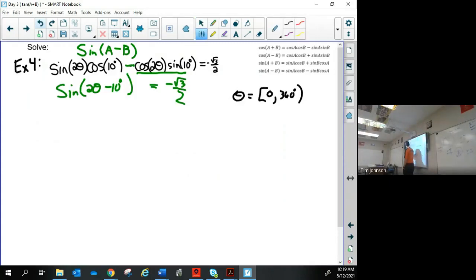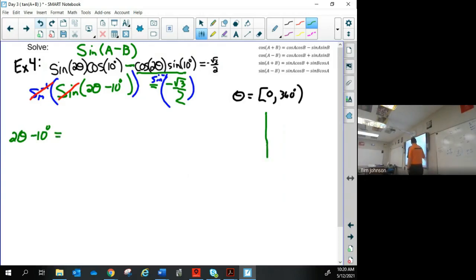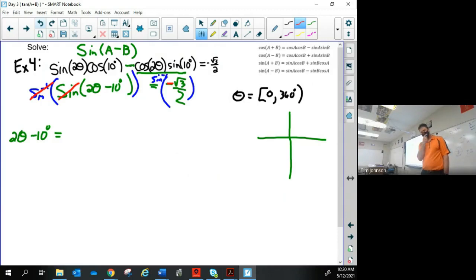So solving this, I want to get rid of the sine. And the opposite of a sine is an inverse sine. Whatever you do to one side, you do the same thing to the other side. These will cancel, and you're going to be left with 2 theta minus 10 degrees equal to, all right, what is it going to equal? First of all, where is sine negative? Jennifer, if you had to tell me, what quadrants is sine negative in?